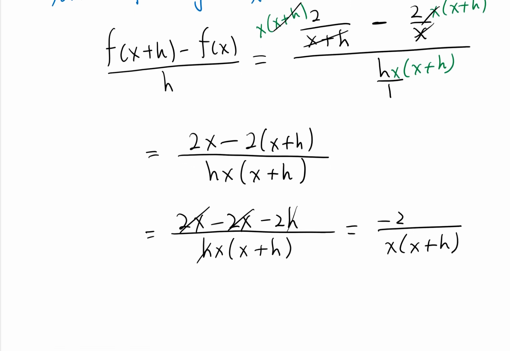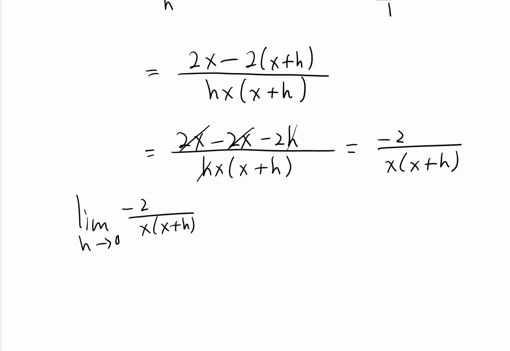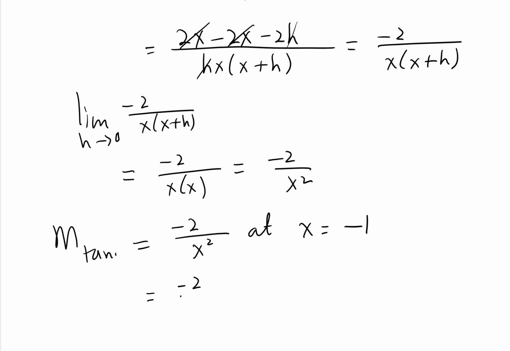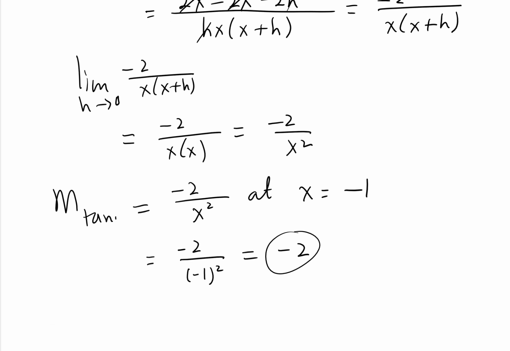And what we need to do here is to find the limit of this thing we just found as h goes to 0. That gives us negative 2 over x times x plus 0, negative 2 over x squared. Then the slope of the tangent line is this answer we got at x equals negative 1. Negative 1 is given. So if you plug that in, negative 2 over negative 1 squared, that's negative 2. That's the slope.